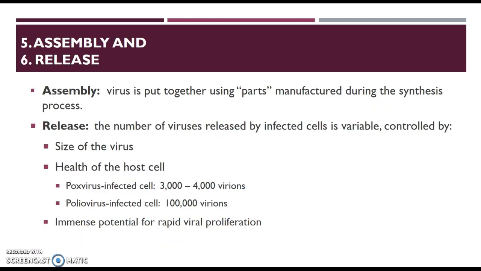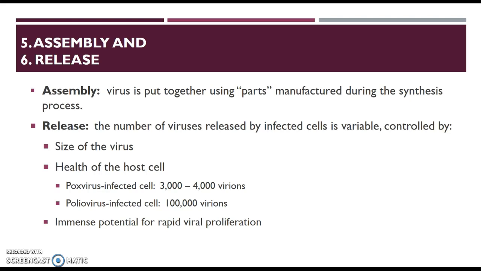The last two steps of the animal cell virus life cycle are assembly and release. And assembly, we're just talking about putting all of those manufactured parts together. Once the virus is assembled, then the virus is going to be released from the cell.